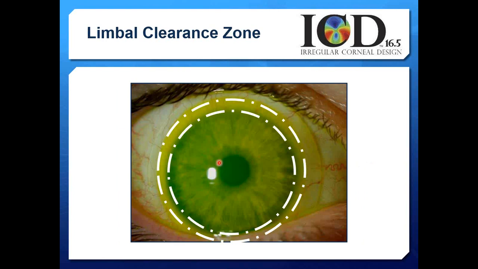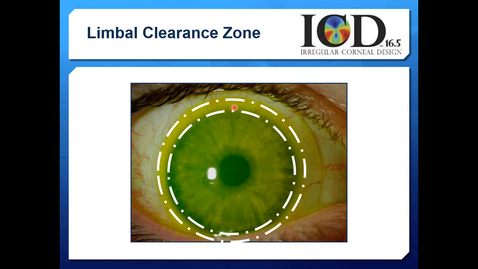Then check out your limbal clearance zone and make sure that you've got good vault 360 degrees around. If you don't on the nasal side, if you see some nasal superior thinning, check the centration of the lens. Does it appear to be going slightly temporal? If it is, then that's going to thin the fluid out on the nasal side. Is it similarly riding slightly low? That will thin out the fluid at 12 o'clock.